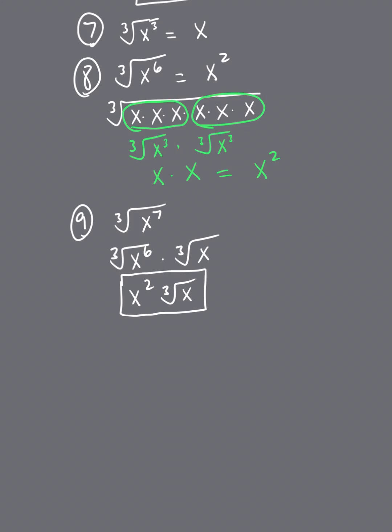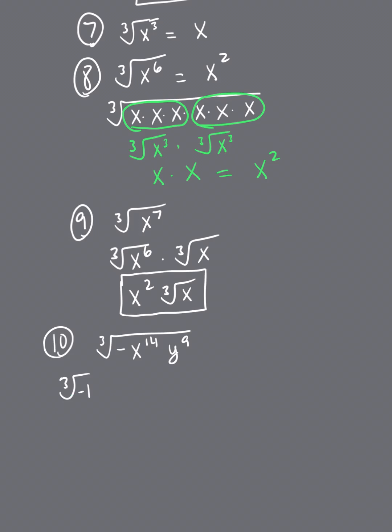So what if we have more than one variable? Let's take the cube root of negative x to the 14th times y to the 9th. So we probably just want to write the cube root of negative 1, since we have no other number here, but we know this is negative 1. So let's just get that separated here.